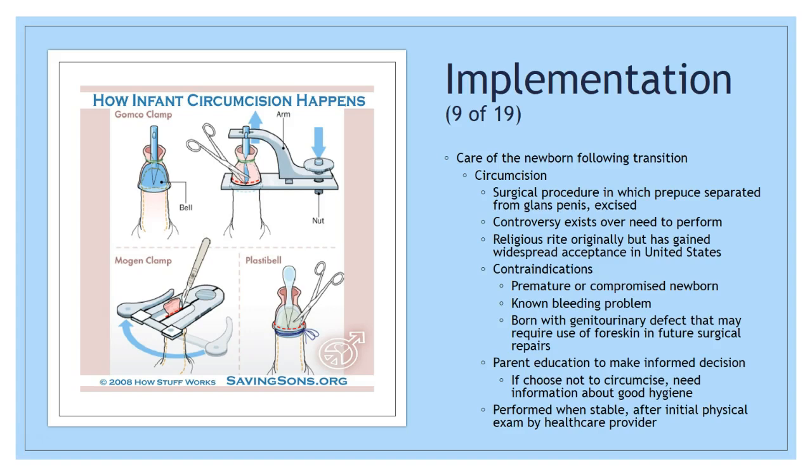And then there's also something called a plastibell, which is just a plastic bell, very similar to the metal one that we use in the Gomco clamp. And it covers the glands of the penis while the foreskin is pulled up over that, and they use that to complete the procedure and excise the foreskin while protecting the glands.